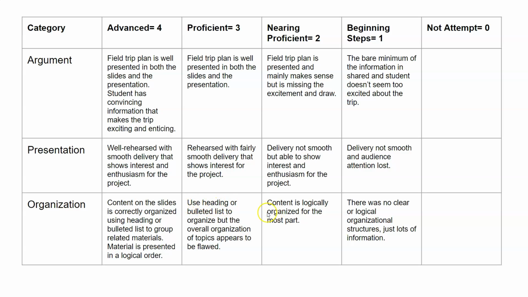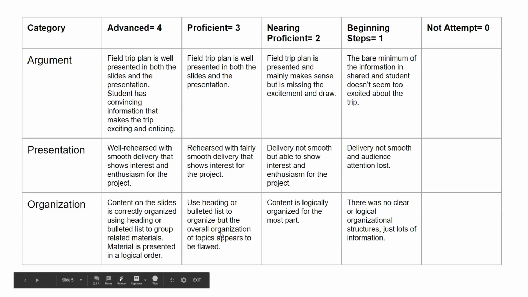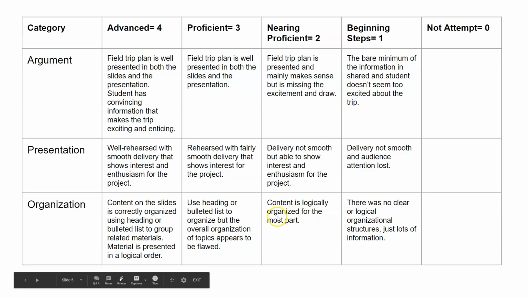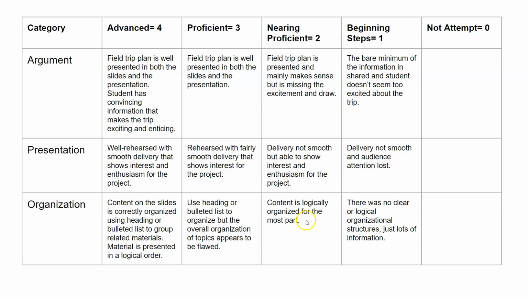For Proficient, you use a heading or bulleted list to organize, but the overall organization of the topics appears to be flawed. So that means you have a good start to organization, but there are just a few mistakes here and there throughout your slideshow. The content is logically organized for the most part. So that means that you have a few more mistakes in your organization, or you just have a little bit too much information on your slides. And there was no clear or logical organizational structure. So there's really no organization at all on your slides.